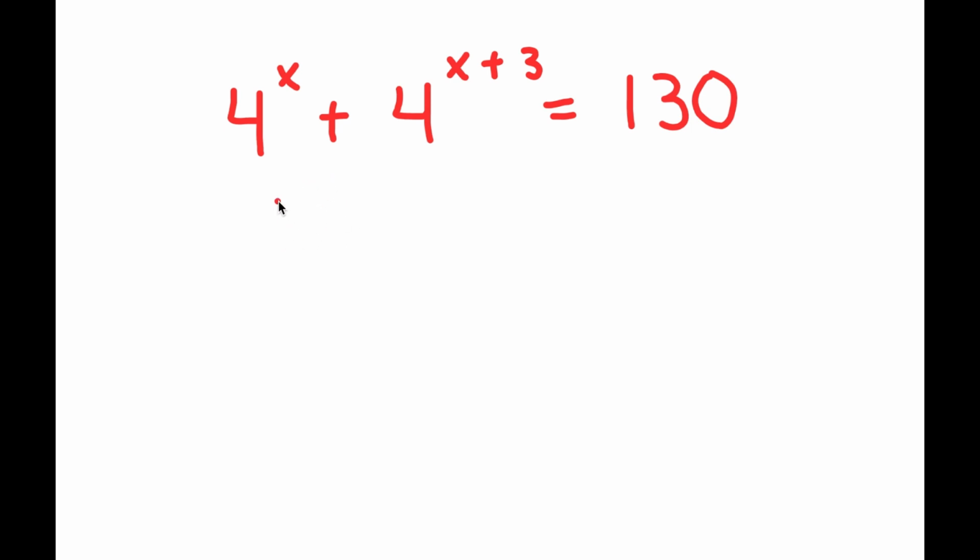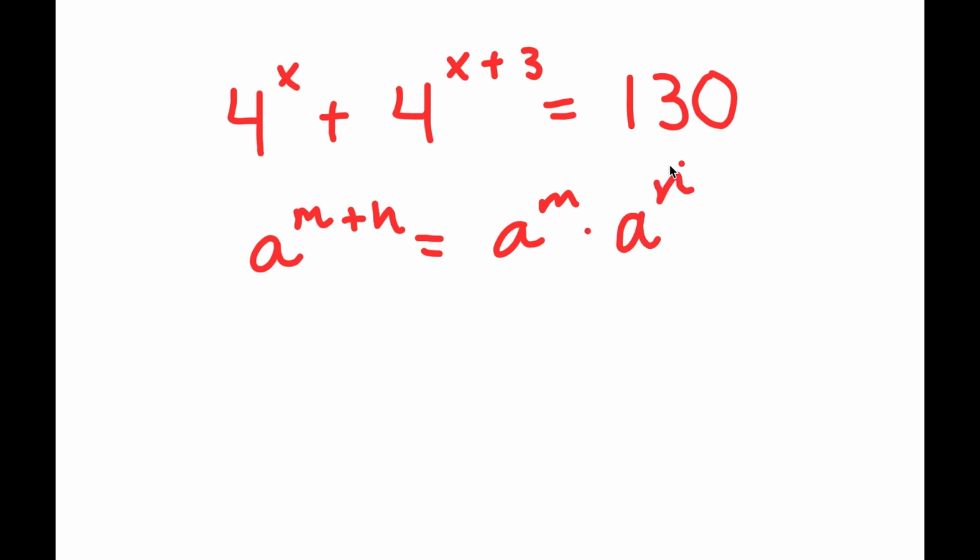Alright, so in this problem, I have 4 to the power of x plus 4 to the power of x plus 3 is equal to 130. So to solve this, first off, if I have something in the form a to the power of m plus n, this is equal to a to the power of m times a to the power of n.